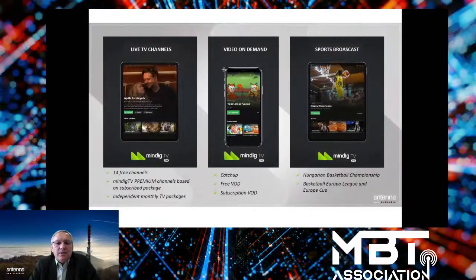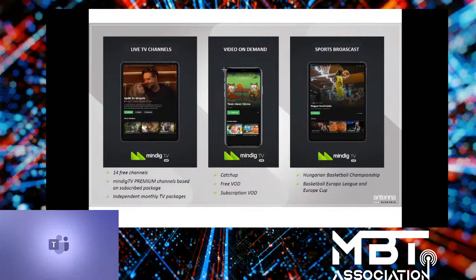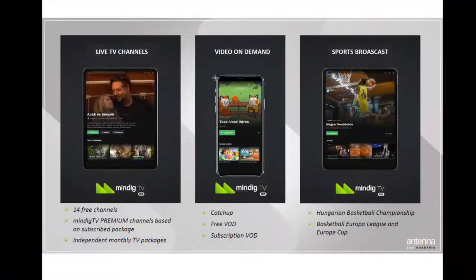So there are many HD channels available on the OTT service, which are available in SD format only in the DTT part. And thank you very much.